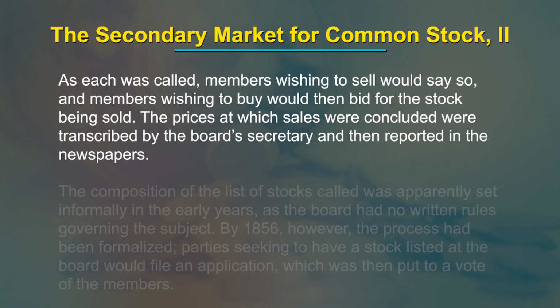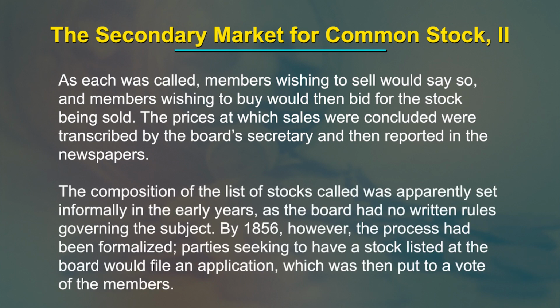The composition of the list of the stocks called was apparently set informally in the early years, as the board had no written rules governing the subject. By 1856, however, the process had become more formalized. Parties seeking to have a stock listed on the board would have to file an application, which was then put to a vote of the members.